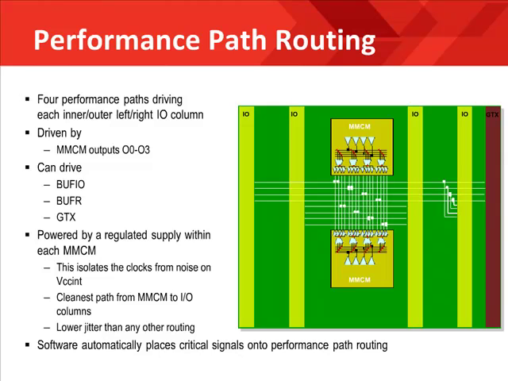resources available in Virtex-6. Now, as I mentioned, software will automatically place the critical signals onto the performance path routing when you build your design or instantiate the appropriate resources. Now, please note, again, if you connect the outputs of the MMCM to the BUFIO, BUFR, or GTX, this must be connected with the outputs 0 through output 3 of your MMCM, which will use the advanced performance path routing. But if you don't, then the performance path routing will not be used and your performance will degrade. So again, be sure to use output 0 through output 3.